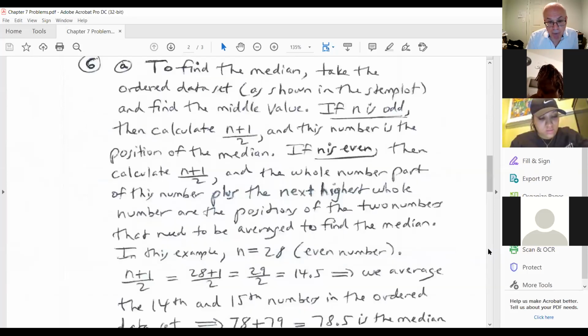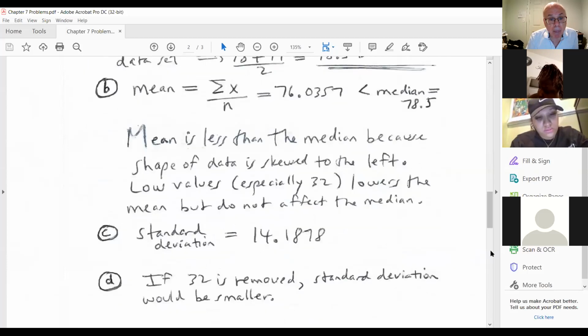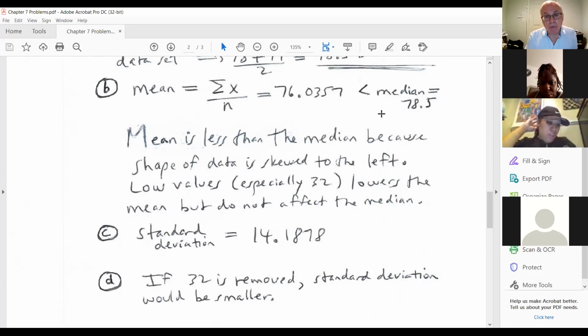Remember, the mean is the sum of all the numbers in the data set in the numerator. So that includes that 32. That's going to make the mean smaller because it's this very small number. And that's why the mean is smaller than the median in a data set that is skewed to the left. Because the small values are making the mean smaller, but the median stays the same. Write that down because that will be a question on the final exam.